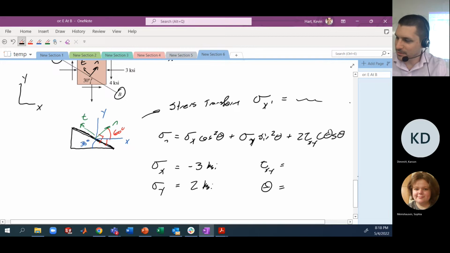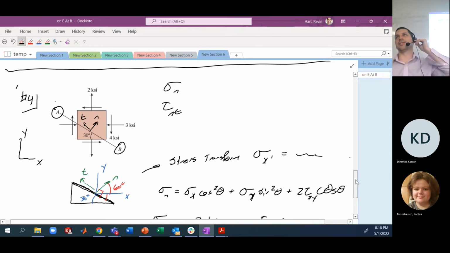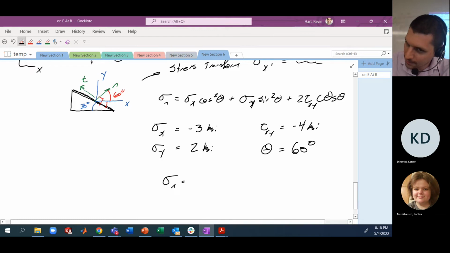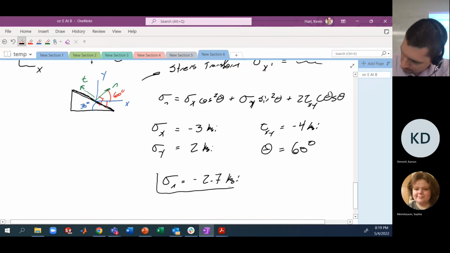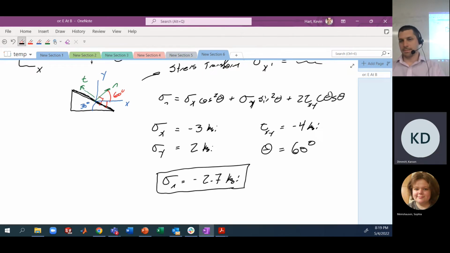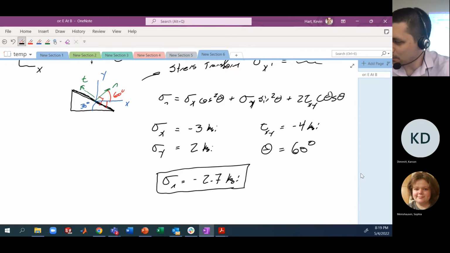And now the shear stress at 4 KSI, positive or negative? Negative. My angle rotating from x to nt, 60 degrees. Be on with your business. -2.7 KSI. How are we doing with that? Feeling okay? How'd you determine that tau was negative? How do we determine tau was negative?